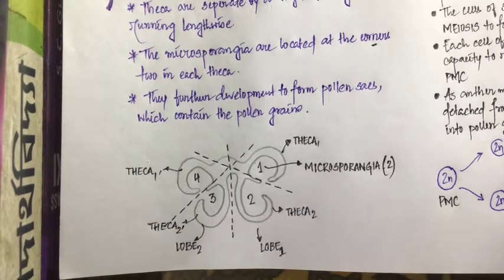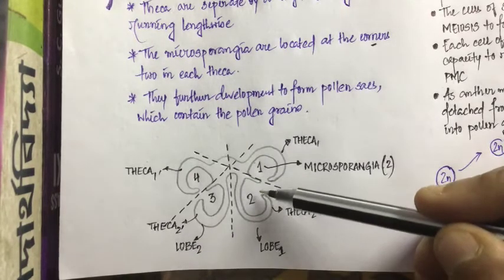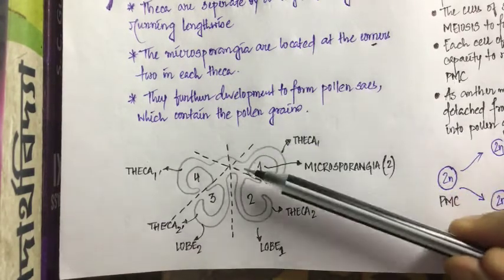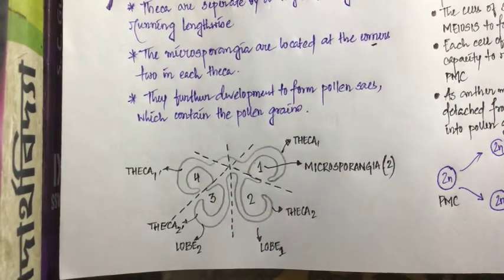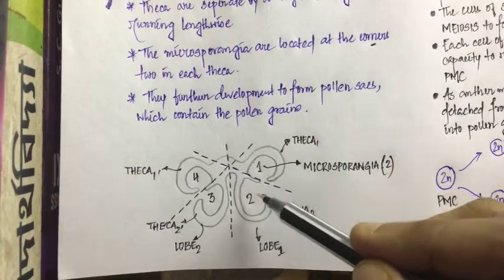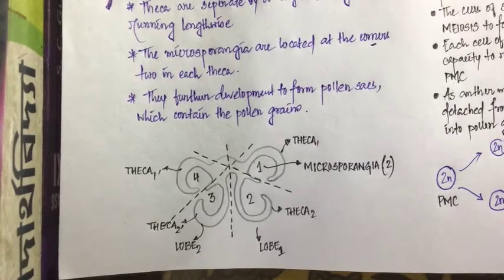Listen to it very carefully. This is the total anther. Clear? This is a lobe, this is another lobe. Each lobe contains 2 theca. This is one theca, this is another theca. Same here, this is one theca, this is another theca. Each of these theca contains microsporangia. How many? 2 microsporangia. What is the function of these microsporangia? Microsporangia will develop into pollen sacs which contain the pollen grains. Clear? So this is the basic thing regarding the anther.